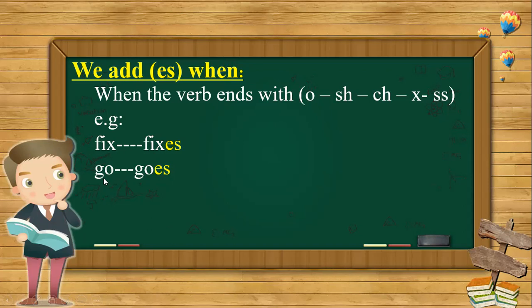The verb ends with O. So, is O a friend of ES? Yes, it is. So in this case, I will not just add S, I will add ES. It will become he goes, she goes, it goes.